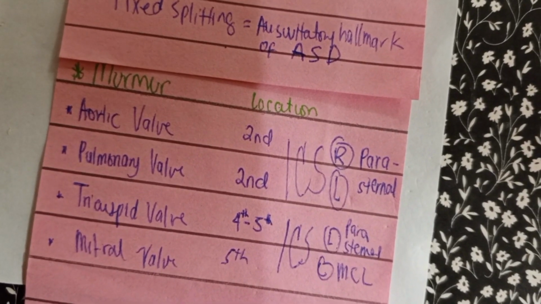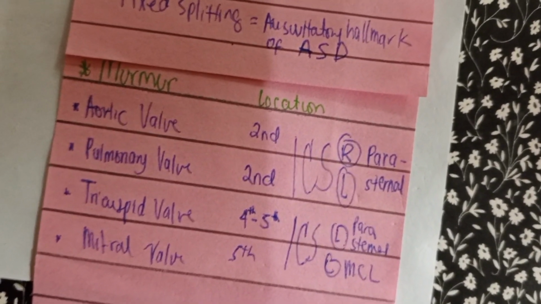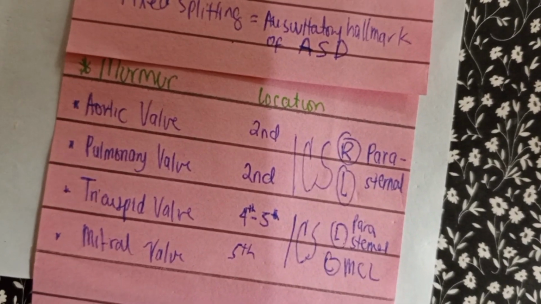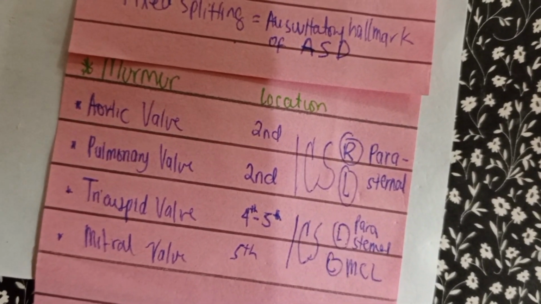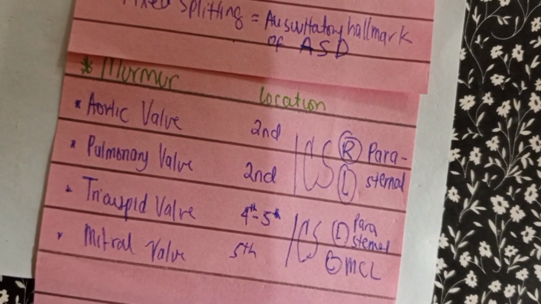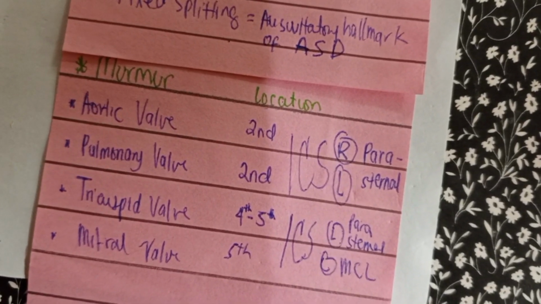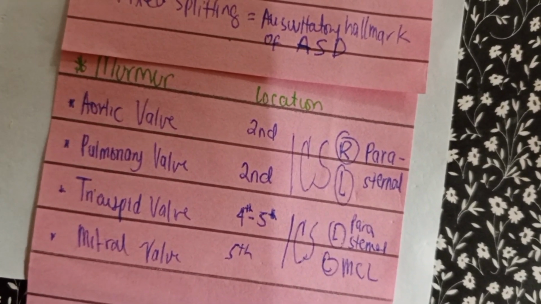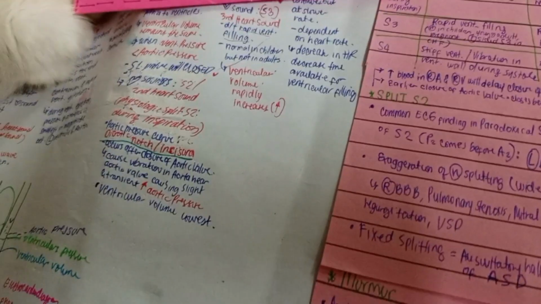And the tricuspid valve and the mitral valve are also known as the AV valves. The tricuspid valve can be heard in the 4th to 5th ICS, left parasternal line. However, the mitral valve can be heard in the 5th ICS, left mid-clavicular line. So that's all for our cardiac cycle.